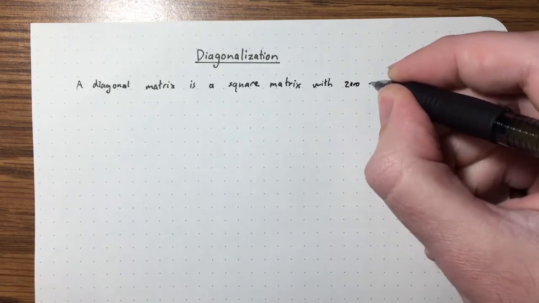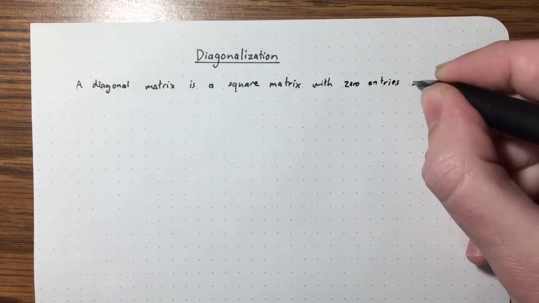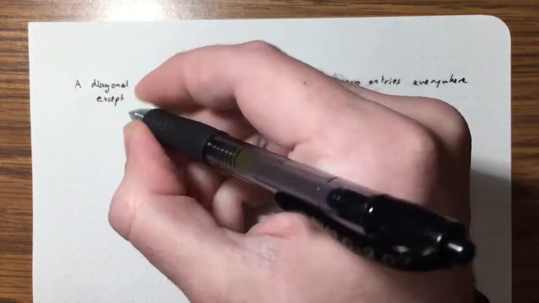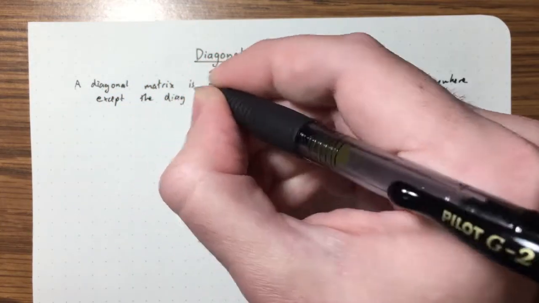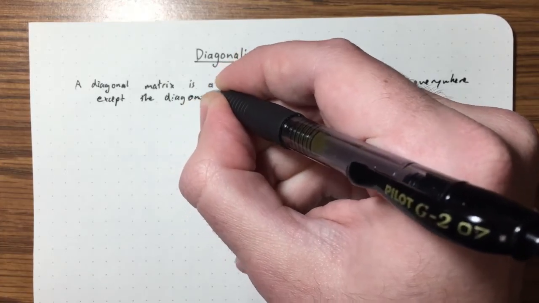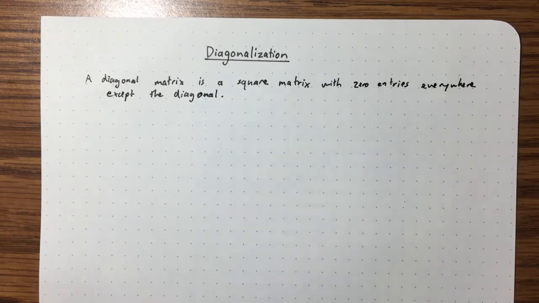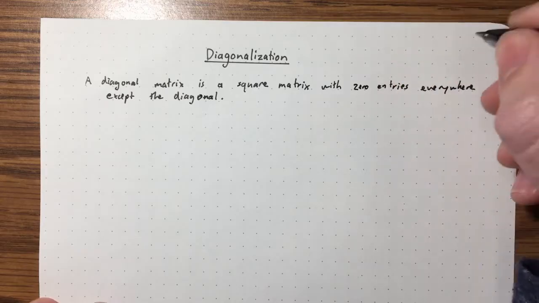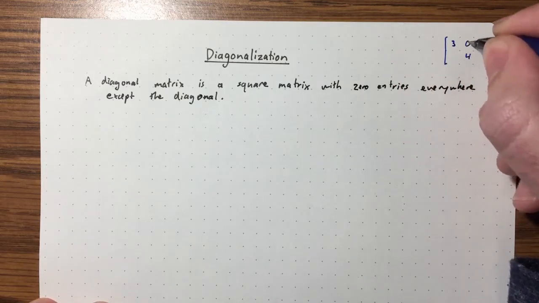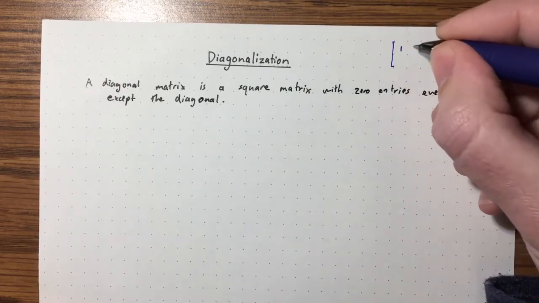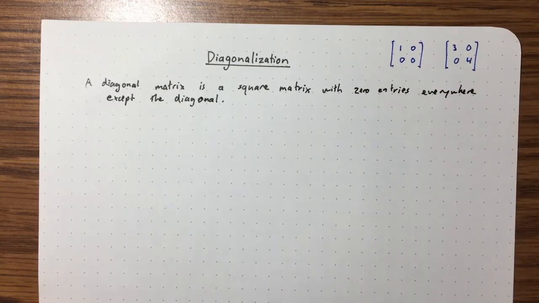So it has zero entries everywhere except the diagonal. I mean, it might have zero entries along the diagonal too, but it cannot have non-zero entries off the diagonal. Okay, so what are examples? Well, here's an example: 3, 4, and then 0, 0. That's a diagonal matrix. But here's another example: 1, 0, 0, 0. Another perfectly good diagonal matrix.